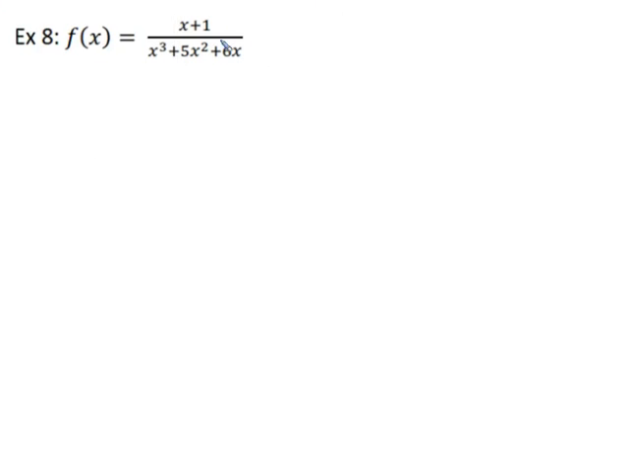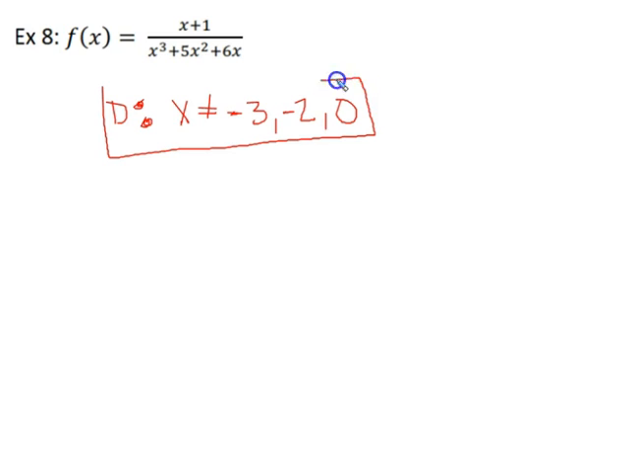Alright, so if we take a look at number 8, again, this is the exact same equation we had from the second example, if you want to take a look at it on your paper. And we found the domain to be every single number you can think of, except x cannot equal -3, -2, and 0. This is what we had to factor in order to help us to figure out those x values. So again, we want to figure out what type of discontinuity is occurring at each one of these values.